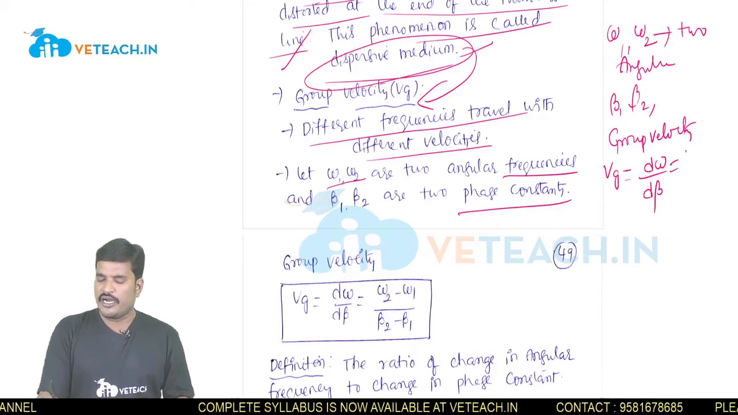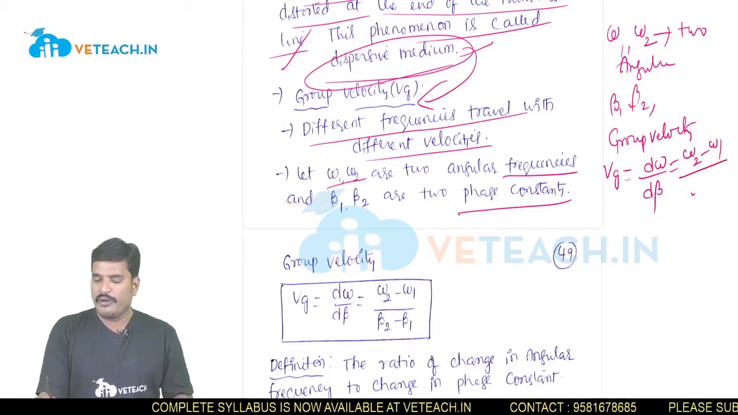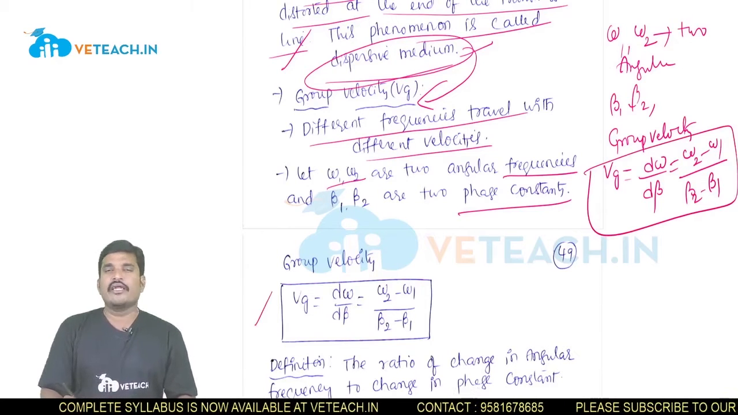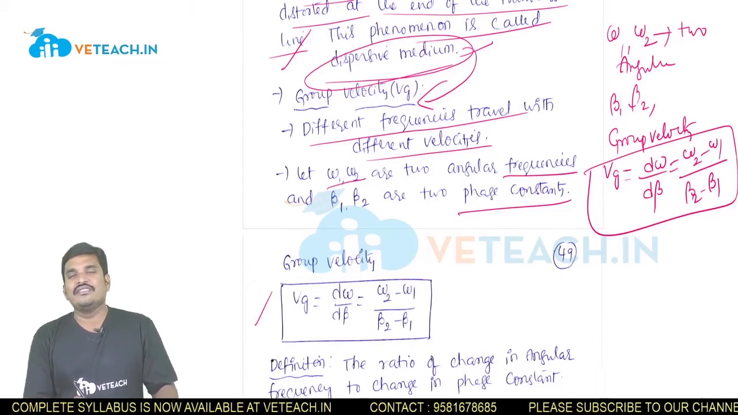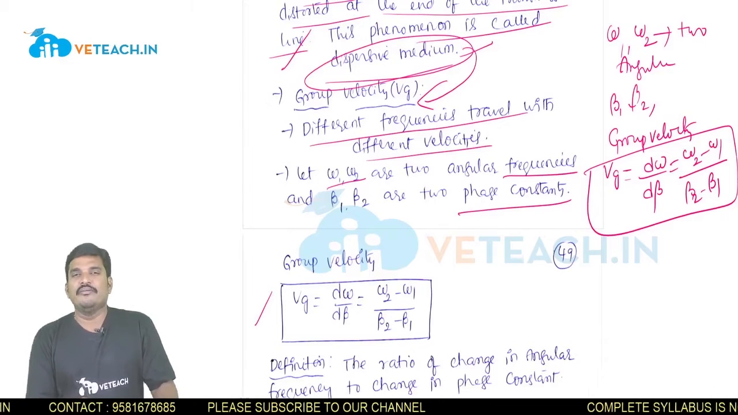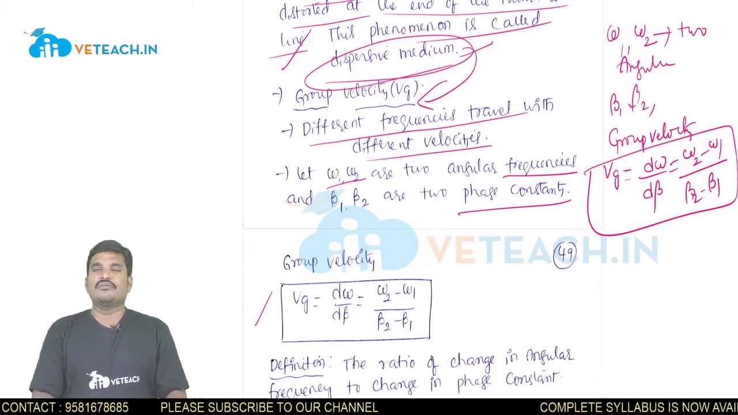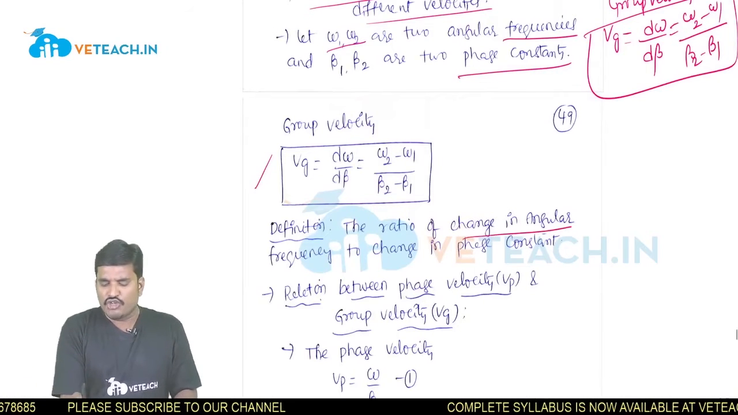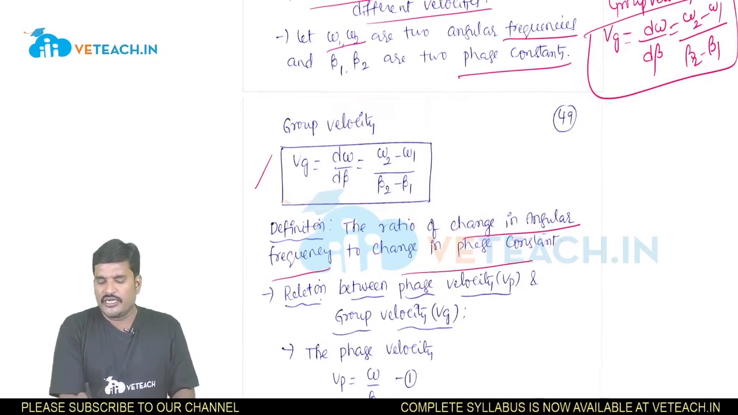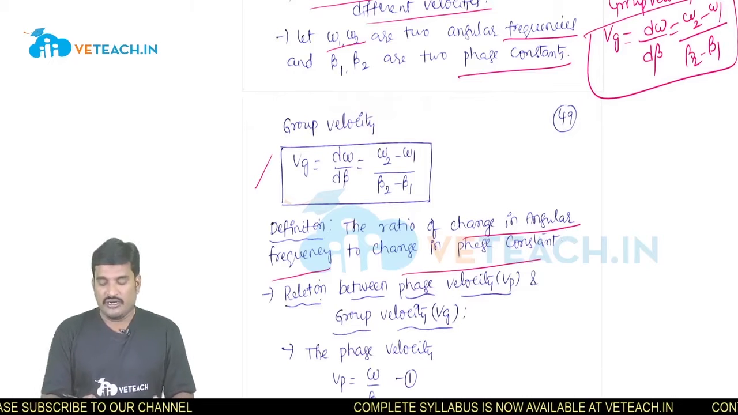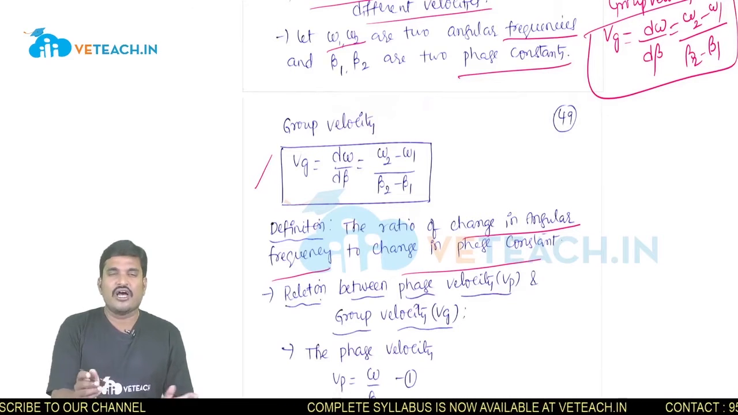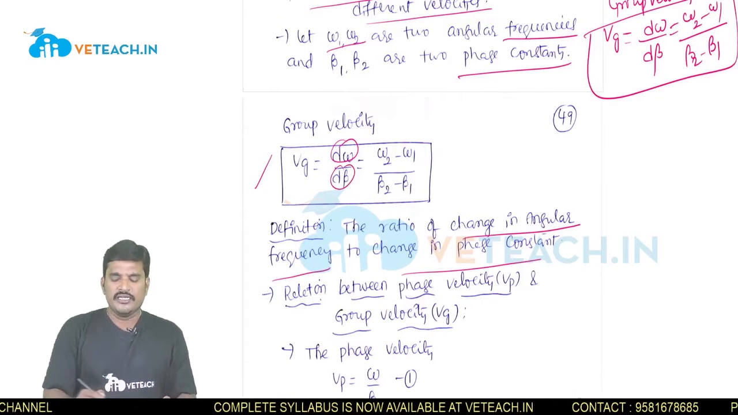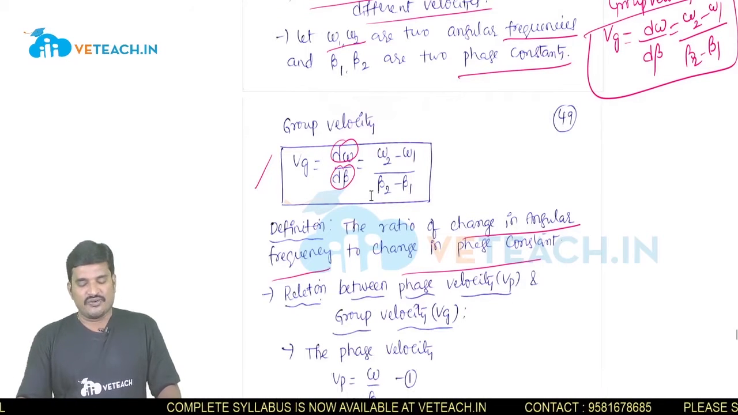Differential omega is nothing but omega 2 minus omega 1 by beta 2 minus beta 1. It is a very popular expression for getting the group velocity: Vg is equal to d omega by d beta, or omega 2 minus omega 1 by beta 2 minus beta 1. The definition is the ratio of the change in angular frequency to the change in the phase constant, right? Exactly, d omega means the change in omega values relative to the change in the beta values, which is nothing but the phase constant, right?